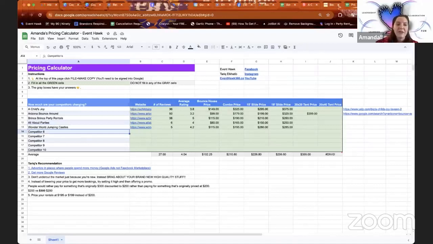So there are not as many competitors when it comes to bounce house rentals as I thought there would be. So it's just interesting to look and see what other people are doing and get an idea of that. So the numbers down here are just going to average. Out of the 5 companies I looked at, the average number of reviews is 27.